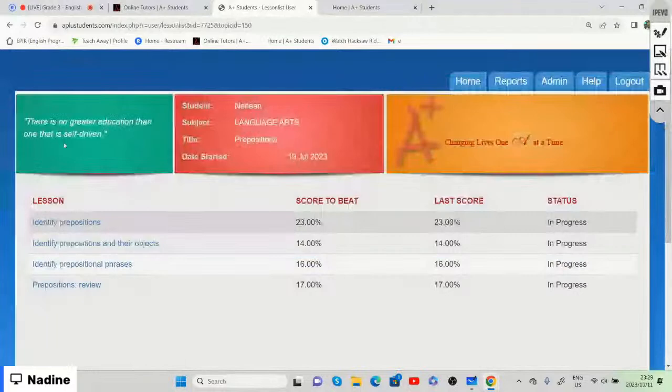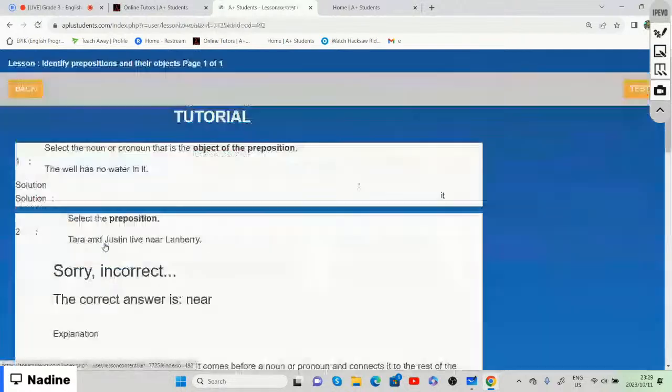All right, so that was us identifying prepositions, right? And we said that a preposition is a connecting word, and it comes before the noun. And the word that comes after the preposition, we call that the object of preposition. So now we're going to identify prepositions and their objects.